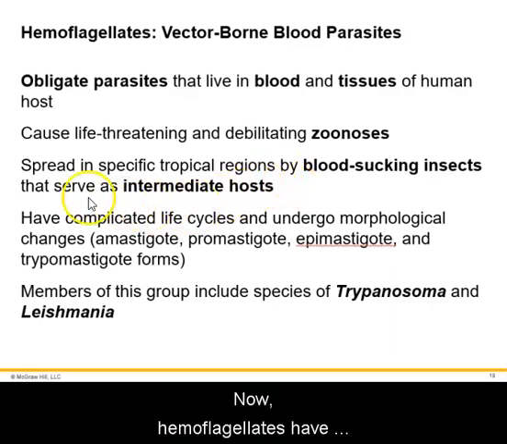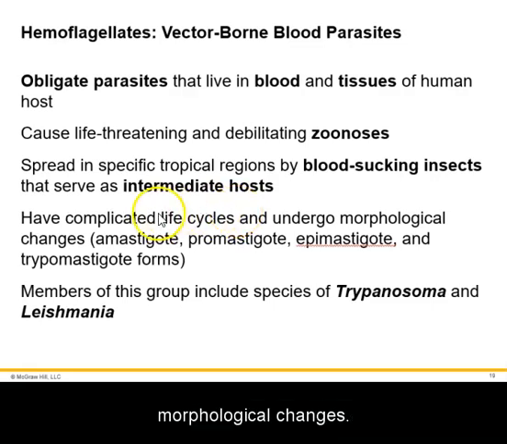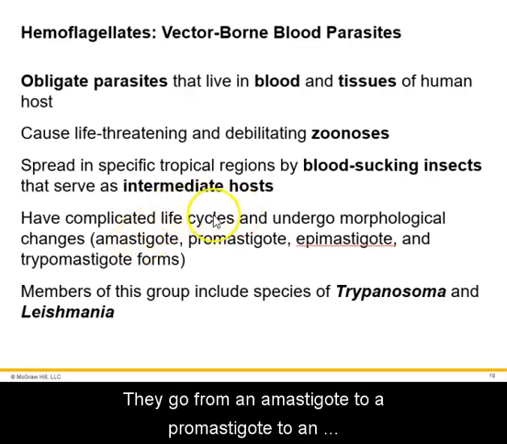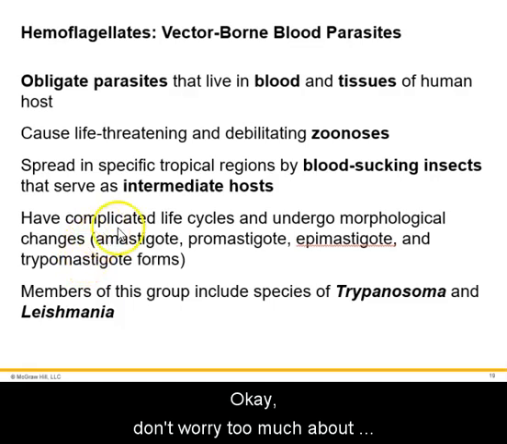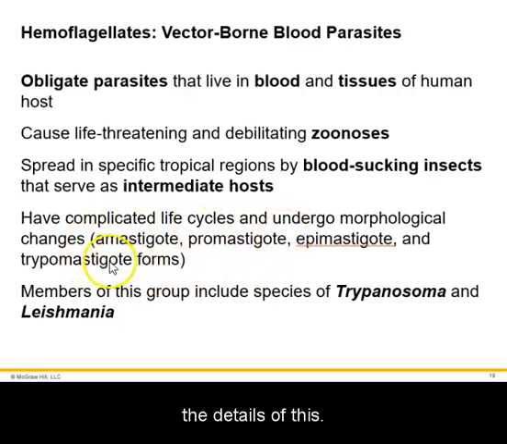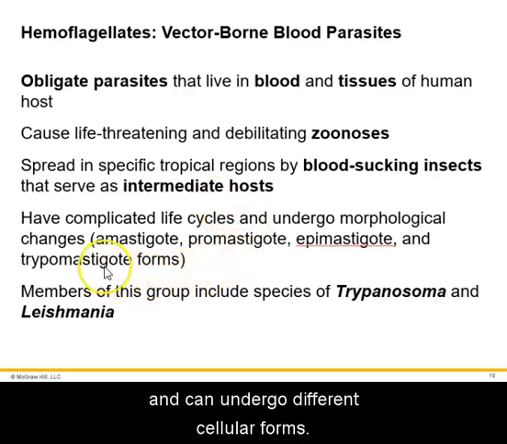Now, the hemoflagellates have complicated life cycles and undergo several morphological changes. They go from an amastigote to a promastigote to an epimastigote, then to a trypomastigote, okay? Don't worry too much about the details of this. Just know that they have a very complicated life cycle and can undergo different cellular forms.